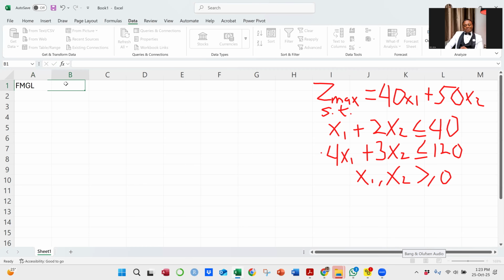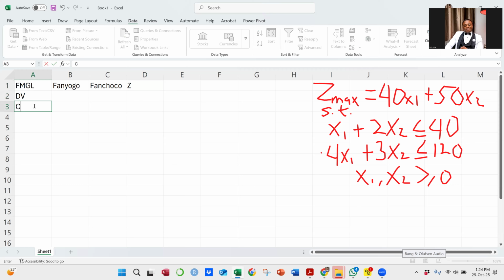Okay, the next thing to do is to write your goal in cell B1 and then your goal in cell B2. And then in cell D1, type Z. Z represents the profit of Farm Ghana Limited. Under the Farm Ghana Limited, write DV. DV refers to the decision variables.